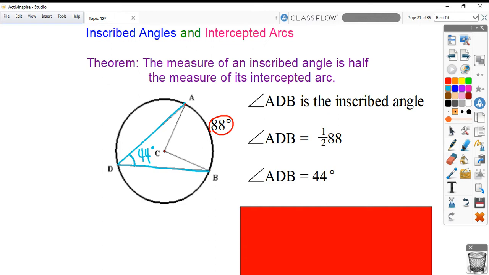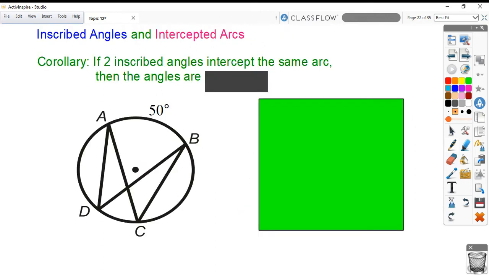All right, so you'll have some problems that look kind of like that. Pretty simple stuff. Go on now to our next theorem. It's actually not a new theorem itself. It's what's called a corollary. That just means that it's related to the original theorem. It's another statement that you can get based on that original theorem. This says that if two inscribed angles intercept the same arc, then the angles are congruent. That's the word you'll fill in, congruent.